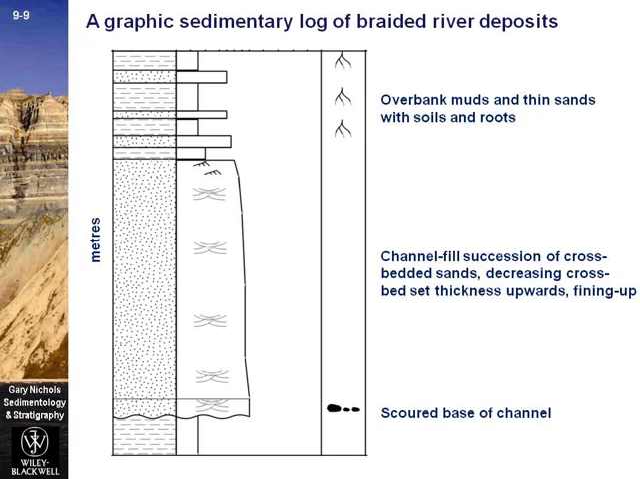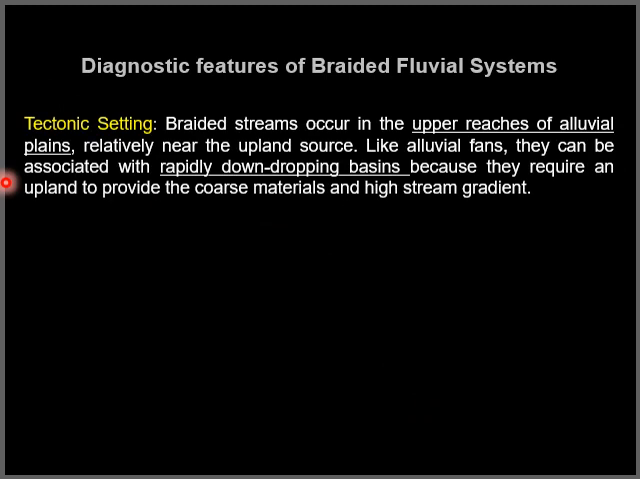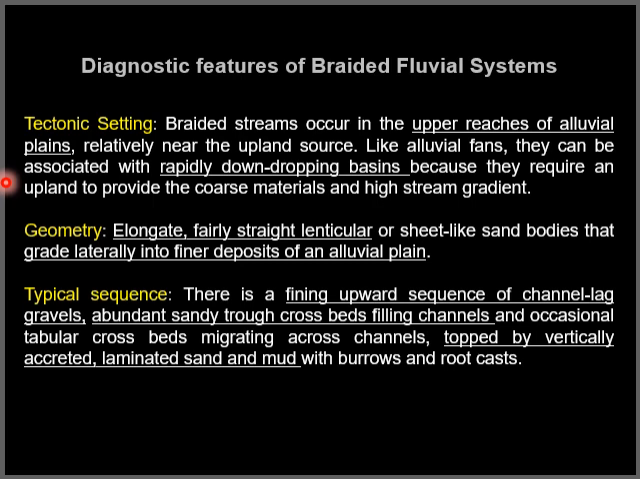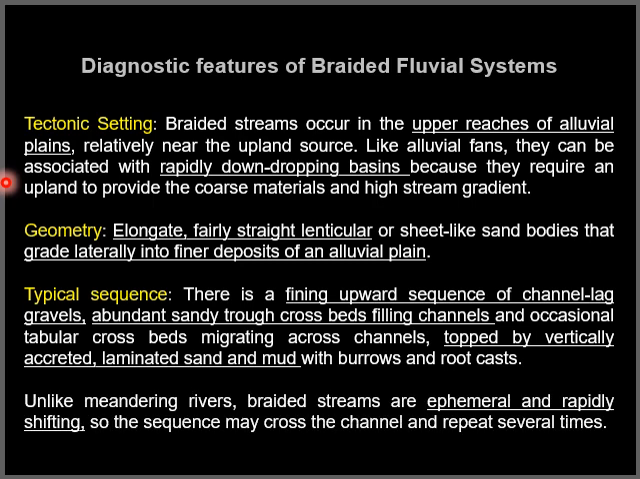The following two slides show the diagnostic features of braided fluvial systems, and I underscored the important ideas in each category. For example, braided systems occur in the upper reaches of alluvial plains. They are associated with rapidly down-dropping basins. In terms of geometry, they are elongate, fairly straight, lenticular. These bodies grade laterally to finer grained deposits of an alluvial plain.